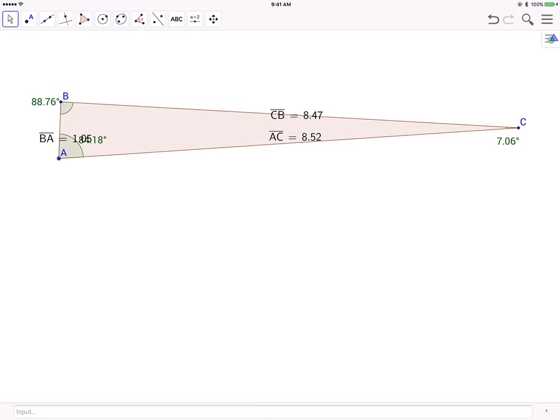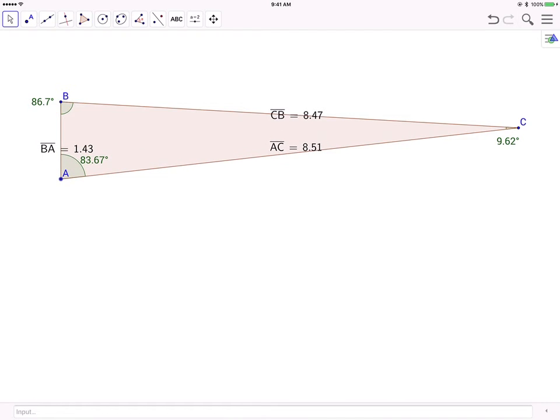Let's look at the lengths of the sides. CB is 8.47 units long. AC is 8.52. And then side BA, it's hard to see there, but now we can see it. It's 1.43. So the smallest side is 1.43, which is BA, which is opposite angle C, which is also the smallest angle. 9.62 is the smallest angle.